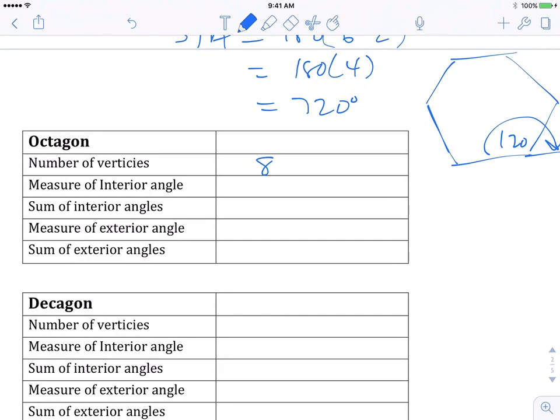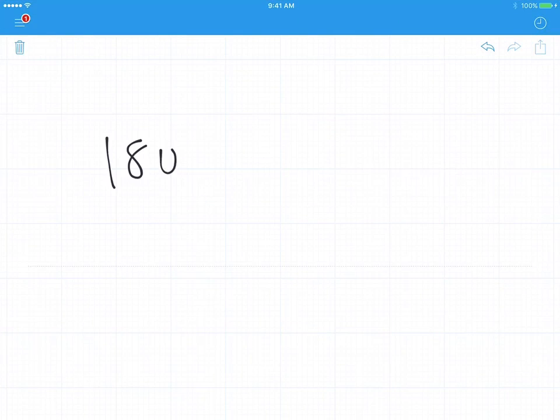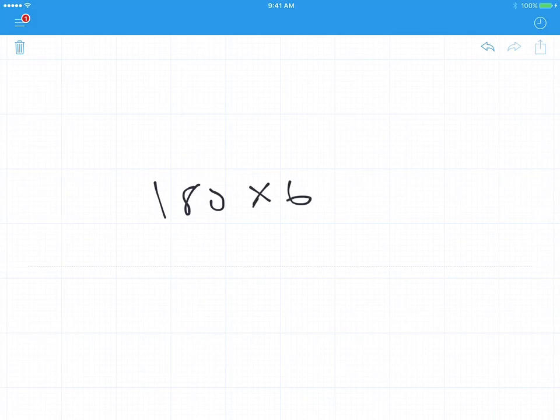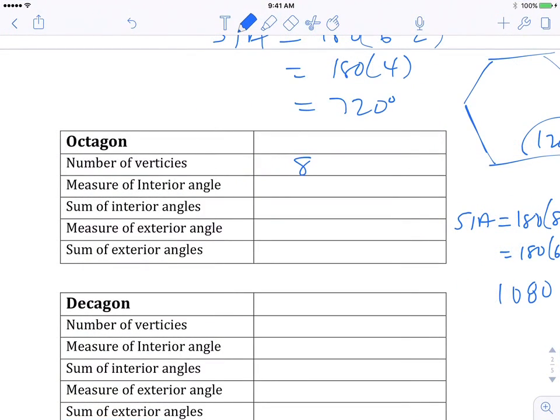Measure of an interior angle would be sum of interior angles equal 180 times 8 minus 2. In this case it is 180 times 6. 180 times 6, I believe, comes out to 1,080. Just to double check, 180 times 6 is 1,080. So the sum of the interior angles of this is going to be 1,080 degrees.